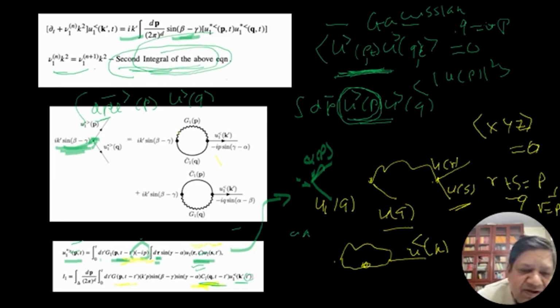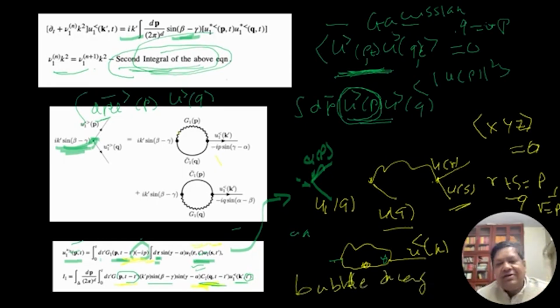This t prime here, so t minus t prime, and these are vertices. There are two vertices, one here and one here, and this is also called a bubble diagram or a loop bubble diagram. So we have a bubble diagram: one side is the Green's function, the other side is the correlation function.